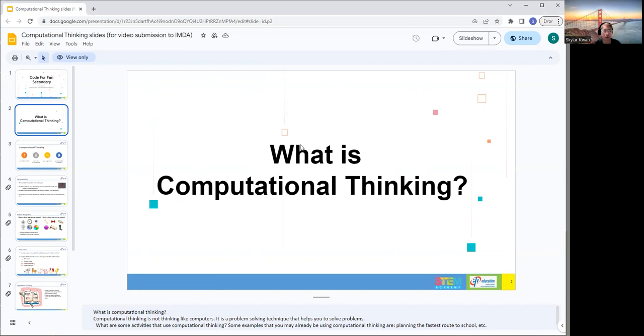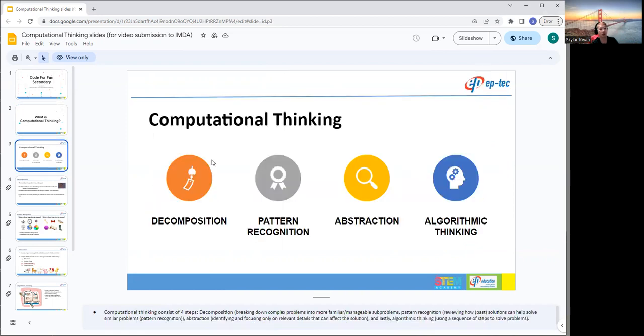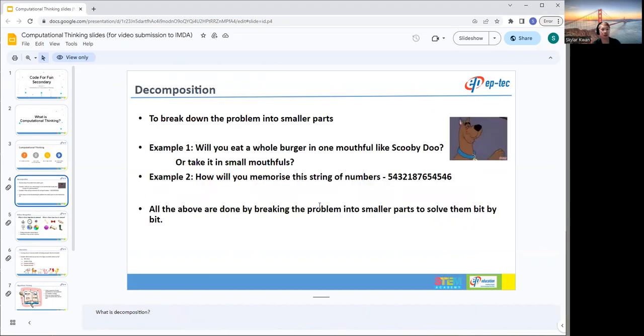Okay, so now let me break it down into 4 different parts for you to better understand what is computational thinking. So look at this. Computational thinking actually consists of 4 steps. First, decomposition. Second, pattern recognition. Third one is called abstraction. And the fourth one is called algorithmic thinking. Okay, so let's go into the first one, decomposition.